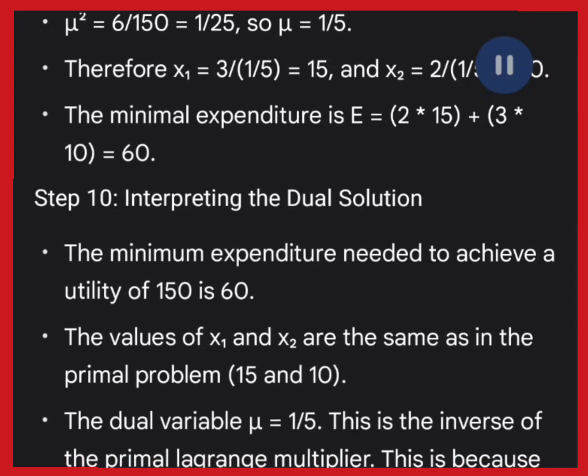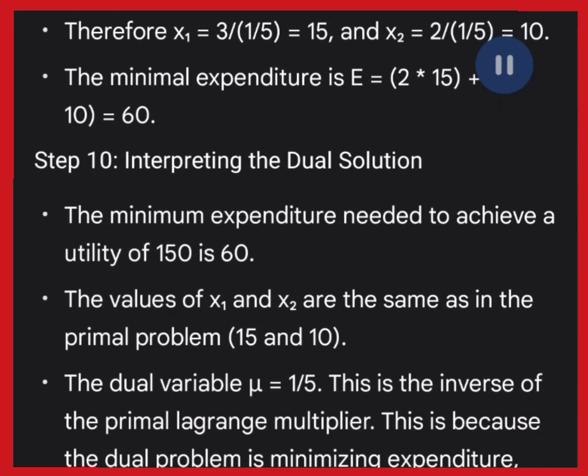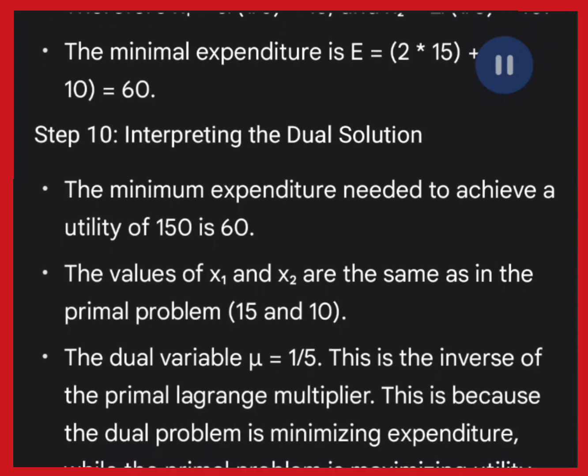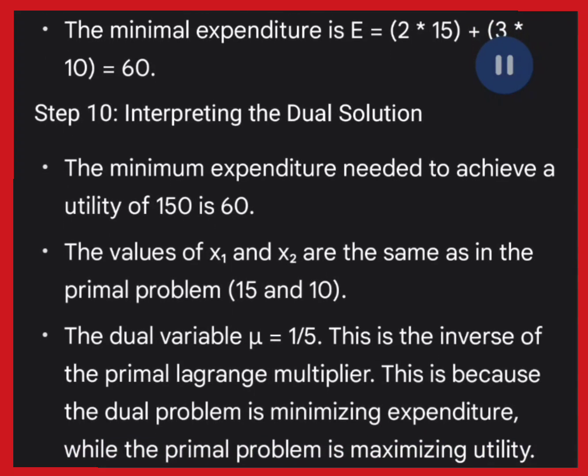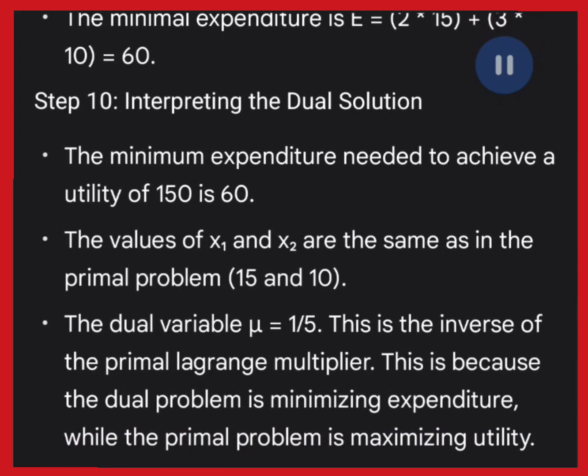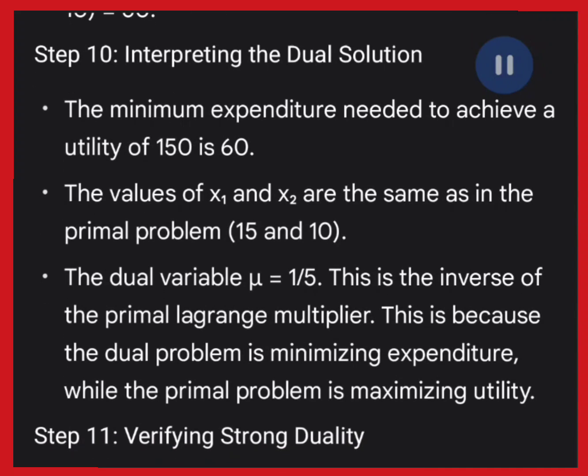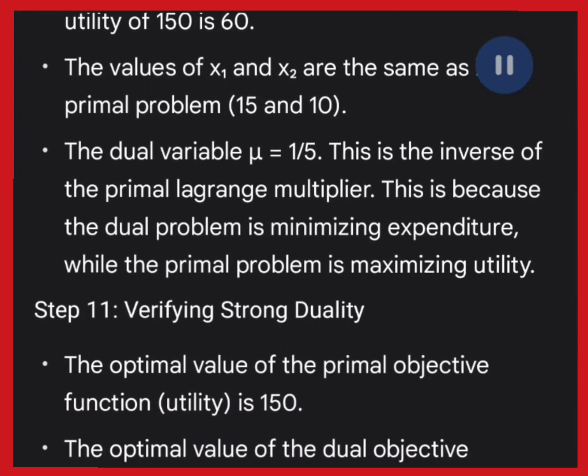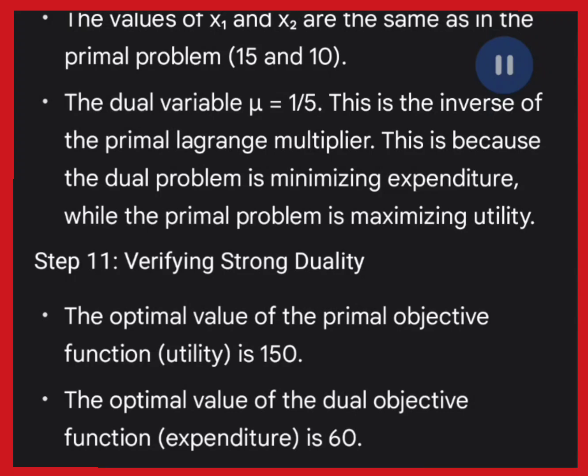Step 10. Interpreting the dual solution. The minimum expenditure needed to achieve a utility of 150 is 60. The values of x₁ and x₂ are the same as in the primal problem, 15 and 10. The dual variable μ = 1/5. This is the inverse of the primal Lagrange multiplier. This is because the dual problem is minimizing expenditure, while the primal problem is maximizing utility.